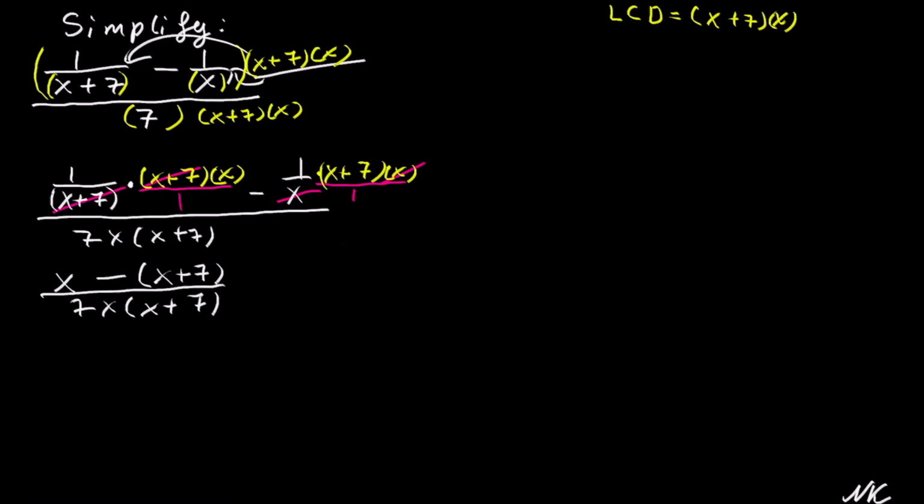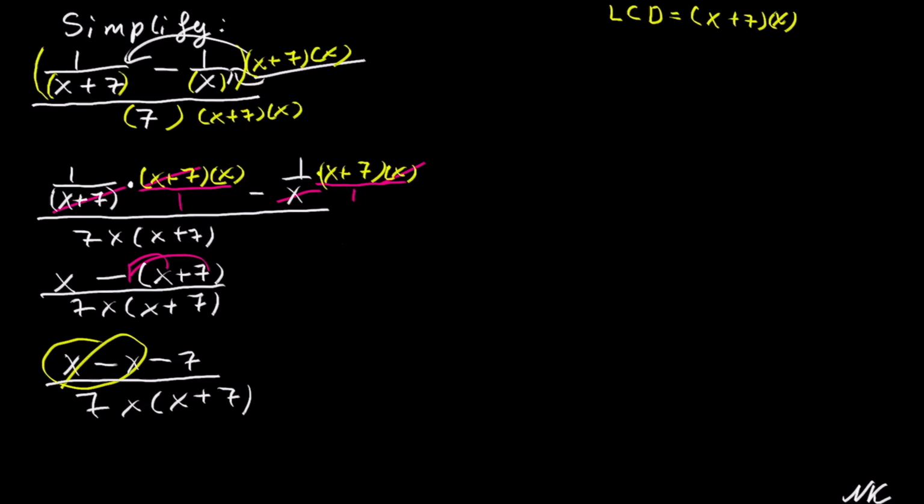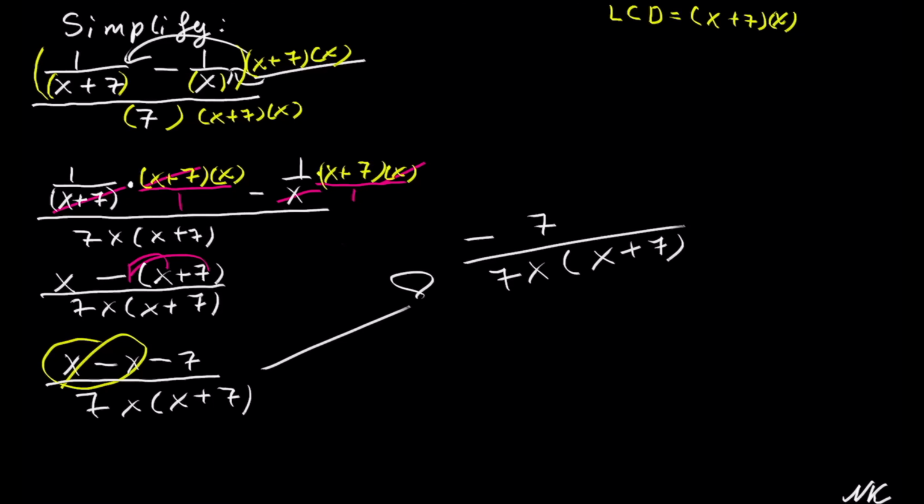So let's simplify. In the numerator we have x. Let's distribute this negative 1. Positive x times negative 1, we have minus x. Positive 7 times negative 1, we get negative 7. So minus 7 out of 7x times x plus 7. So in the numerator we have x minus x minus 7. X and negative x are additive inverses that add up to 0. So we are left with negative 7 in the numerator out of 7x times x plus 7 in the denominator.